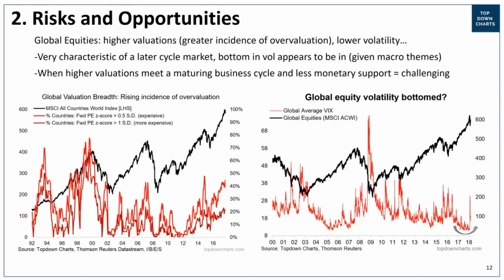The one on the left shows you, in the brighter red line, the percentage of countries where their forward PE is trading quite a bit higher than usual, and the darker red line is the proportion of countries where the forward PE is trading significantly higher than usual. And really what that's saying is that we're seeing more and more countries showing up as expensive. It's nothing like what we saw in the late 90s, where basically the majority, not all, but the majority of countries were trading at pretty expensive forward PEs.